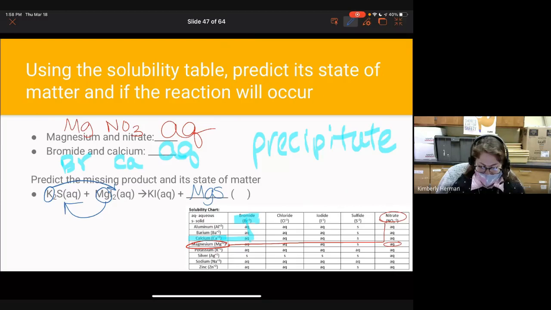So then we find Mg, we find S, and we see it is a solid. So would this reaction occur? Yes, it would, because one of the products is a solid.